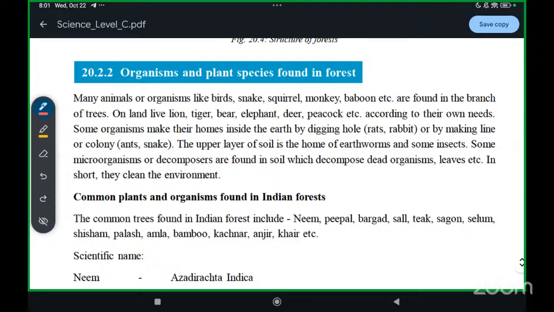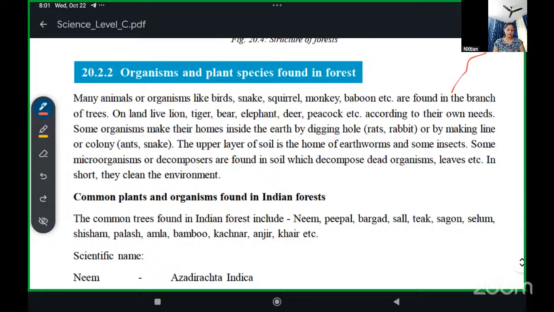Now, some microorganisms or decomposers are found in soil, which decompose dead organisms, leaves, etc. In short, they clean the environment. Why? Because they decompose the dead and decaying remains of plants and animals.